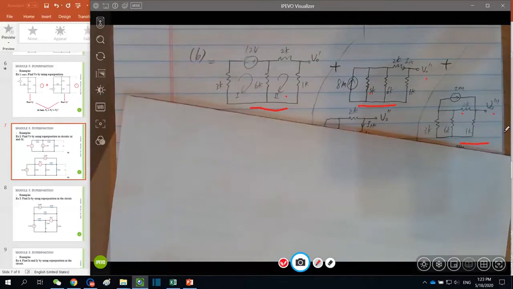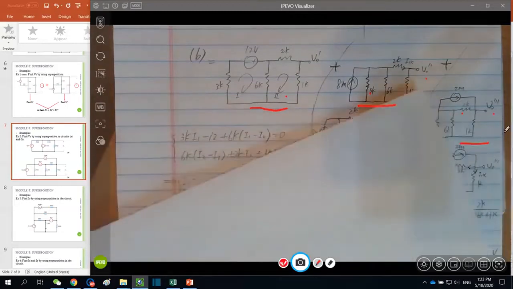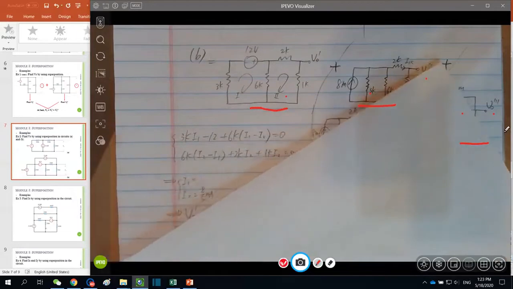Obviously, we have 3 results this time. In the first circuit, I end up with these 2 mesh equations. This time I decide to use mesh. The reason I'm choosing mesh rather than nodal is I'm seeing a voltage source here. A voltage source is the easiest thing in a mesh equation.